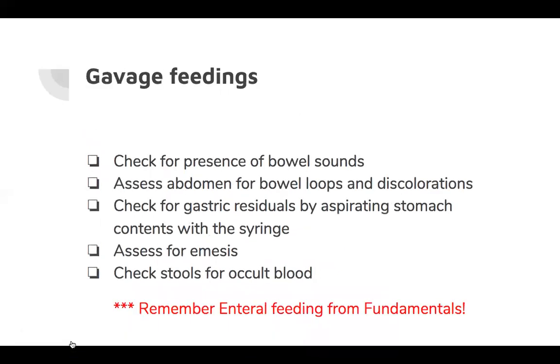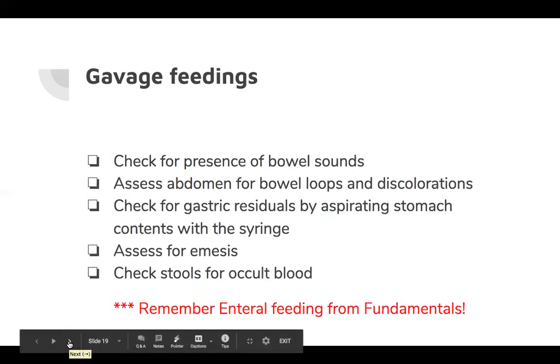So gavage feedings, you want to check for presence of bowel sounds. You want to assess the abdomen for any bowel loops and discolorations. So if you see bowel loops, what is that a beginning sign for? Right, enterocolitis. Check for gastric residuals by aspirating, but I really want to say the pH, and I'll see if I can find one of these studies to show you. I do know that some of the hospitals, that is their protocol, is pH. Assess for emesis and check stools for occult blood.